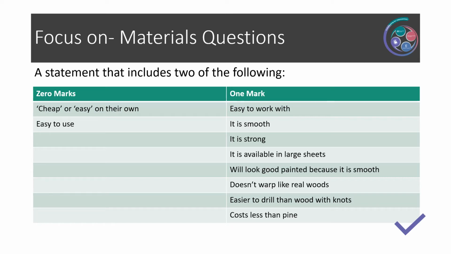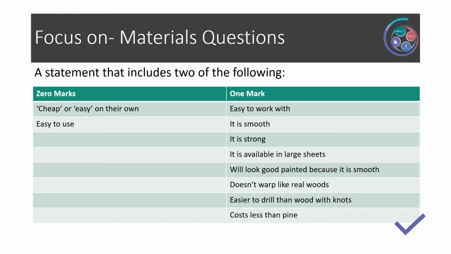Getting 0 marks is cheap or easy on its own. Cheap when compared to something else would be a mark, and easy to work with would be a mark. Easy to use is too vague and would not get a mark. Easy to work with would be a suitable answer. It is smooth is a suitable answer because you're told in the question that the item needs to be painted. It is strong. We're being told that pegs need to fit into this, so that would be a prerequisite for the material.